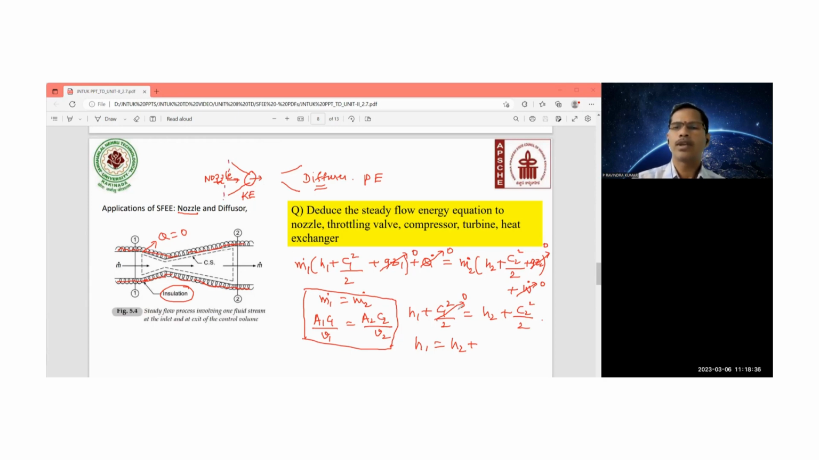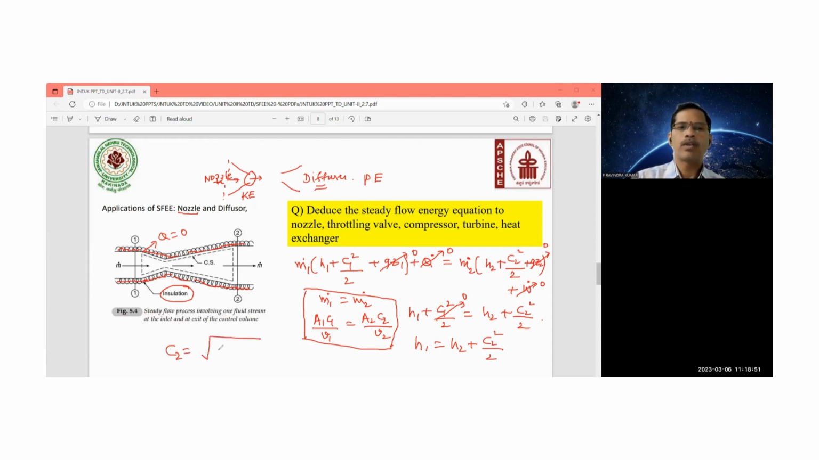So that's why it is 0. So you can find that at the exit section, that is C2 square by 2. So finally, you could be able to find out the exit velocity from the nozzle.